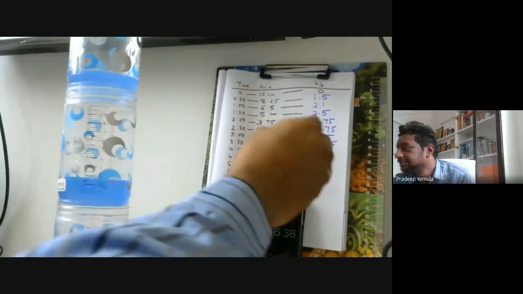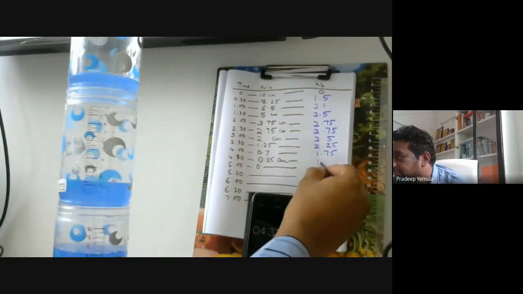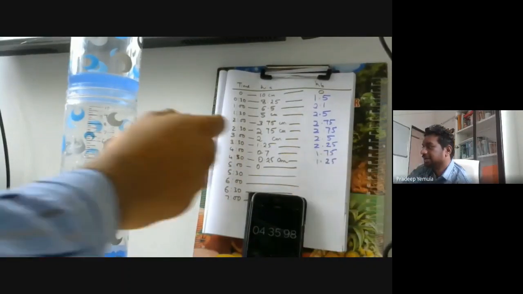Okay, again, I missed the reading at 4 minutes. Anyway, so 1.75 was the height. So now at 4.5, 1.25. So gradually now the height is going on reducing. But it will not become zero immediately. I think at 5 minutes, it will take some more time.